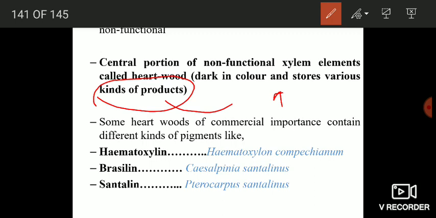Okay, there are some important heartwoods which are of commercial importance because they contain different types of pigments. For example, hematoxylin is a pigment which is found in the wood of Haematoxylon campechianum. Similarly, brazilin is a colored pigment which is found in the wood of Caesalpinia, and then santalin is obtained from the wood of Pterocarpus santalinus.